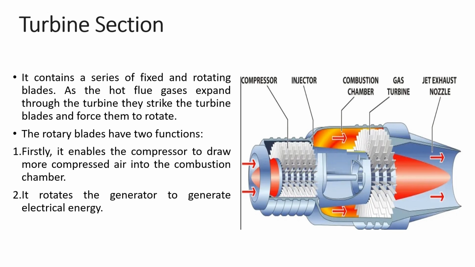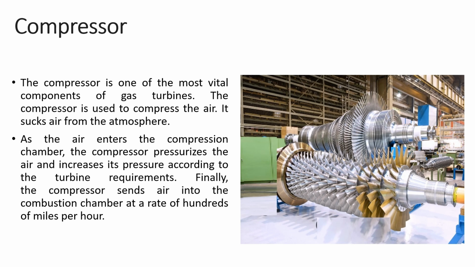The rotary blades have two functions. Firstly, it enables the compressor to draw more compressed air into the combustion chamber. It rotates the generator to generate electrical energy. The compressor is one of the most vital components of gas turbines. The compressor is used to compress the air. It sucks air from the atmosphere. As the air enters the compression chamber, the compressor pressurizes the air and increases its pressure according to the turbine requirements. Finally, the compressor sends air into the combustion chamber at a rate of hundreds of miles per hour.